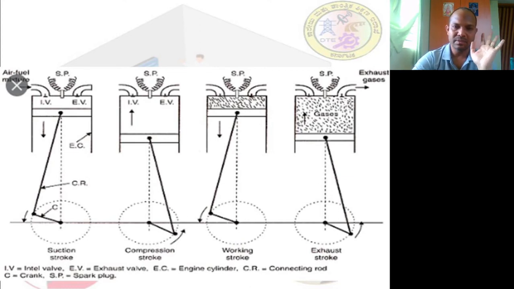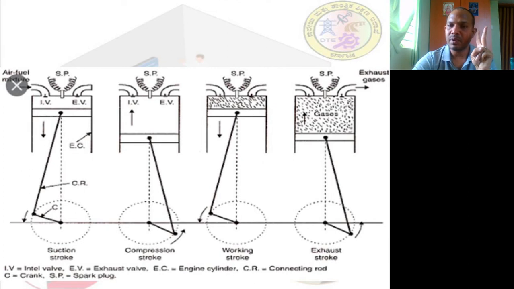So what happens in the suction stroke? In the suction stroke, the inlet valve will be open and the outlet valve will be closed. The outlet valve is nothing but the exhaust valve. It is the same thing. That is the first point. The second point: the piston moves from top dead center to the bottom dead center.